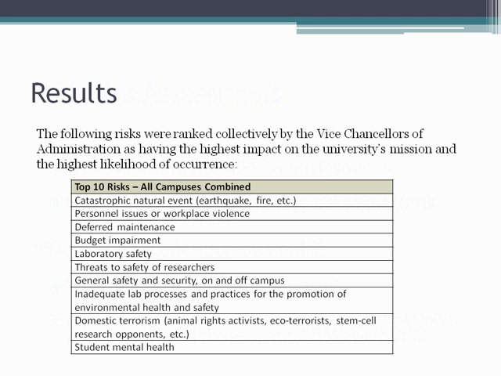So what we did is once we collected the input from the Vice Chancellors of Administration, depending on how many people they included, they still only had one response list per campus. And these are the top 10 risks that were identified in terms of most likely to occur and with the biggest impact. And I'm sure it's not a shock to anybody to see that catastrophic natural event like an earthquake or a fire ranks at the top of the list.